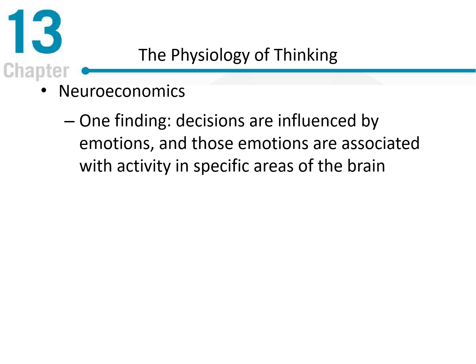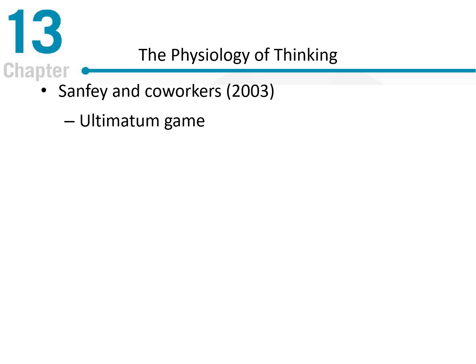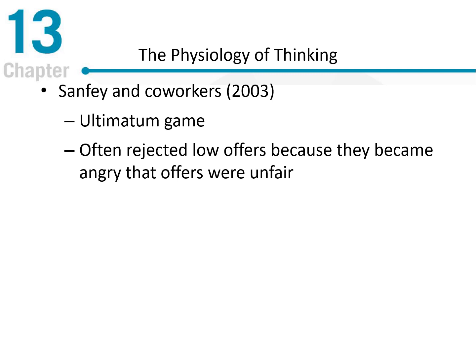So now we shift gears and move to neuroeconomics. One particular finding here is that decisions are influenced by emotions, like we've been talking about, and those emotions are associated with activity in specific areas of the brain. This was one study looking at neuroeconomics. In this particular study, they used an ultimatum game played with two individuals, and they were measuring brain activity. They had offers going back and forth, and often they found that participants rejected low offers because they became angry that the offers were unfair. In the conditions in which a computer was the other player, they became less angry with the unfair computer than they did when it was an actual person.